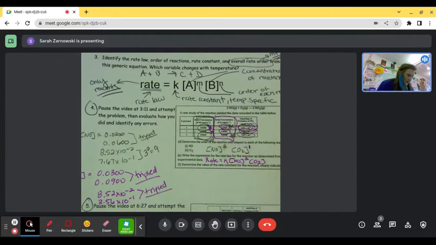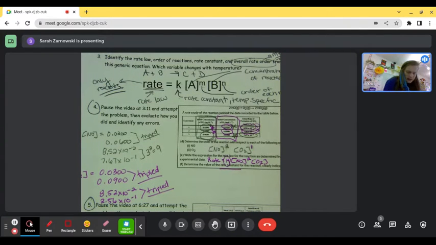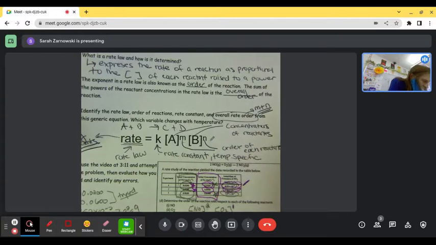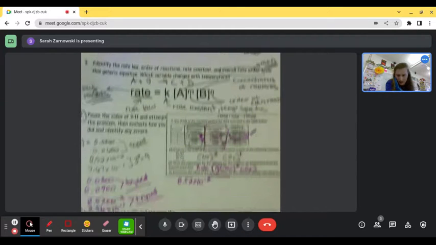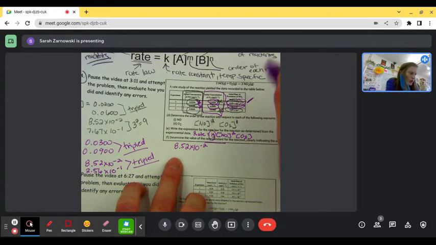Then the last part here says determine the value of the rate constant for the reaction, indicating units. So now they're asking us to solve for the rate constant. The rate constant is k, so we need to solve for that. What I would do is go up to the rates of formation. So the rate of formation of NO2, you can pick any of them. I usually pick the first one right here. So it says that it's 8.52 times 10 to the -2. That's our rate, okay? I just picked the first one. You can pick any of them. I really don't care.